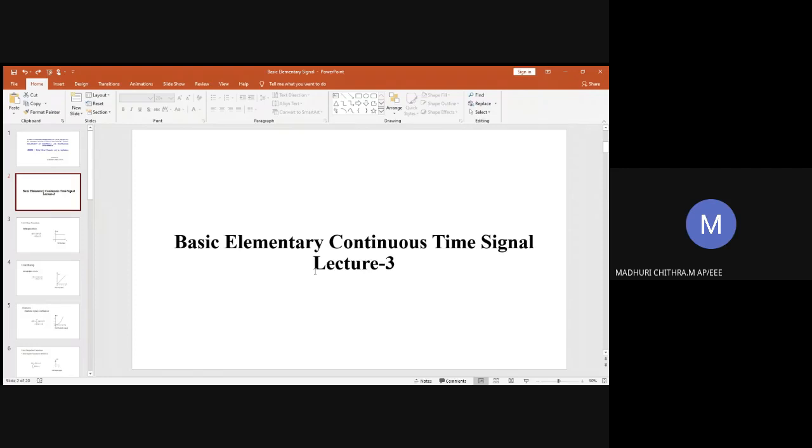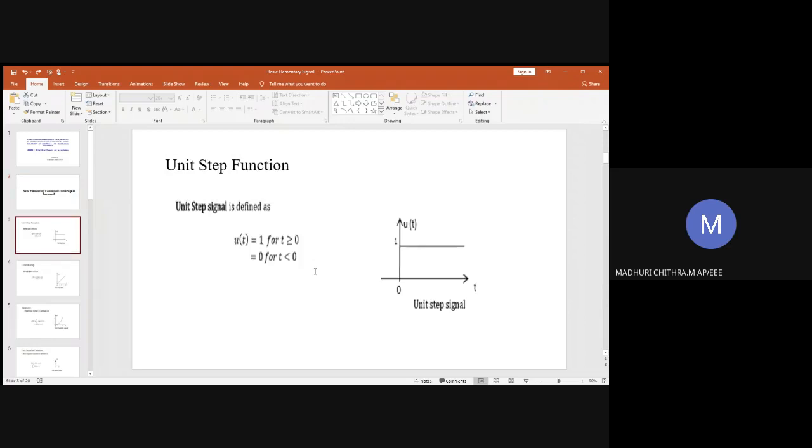So what are the things we are going to learn? The basic elementary signals, continuous time signals. We have divided them into two, that is continuous time signals and discrete time signals, so that you don't get confused. I have divided the topics and given those portions in two different slides. The first is the unit step signal.